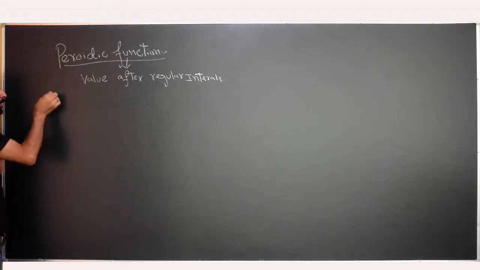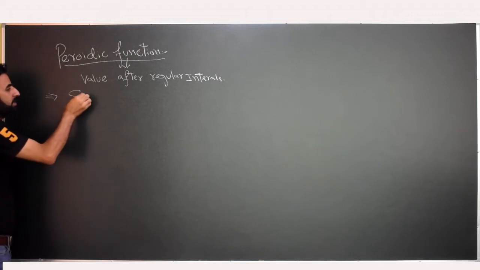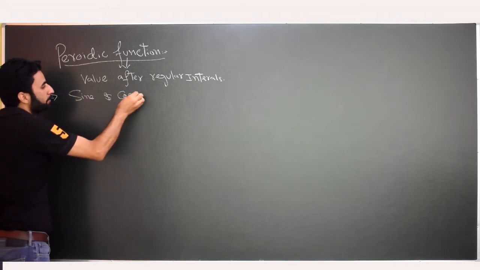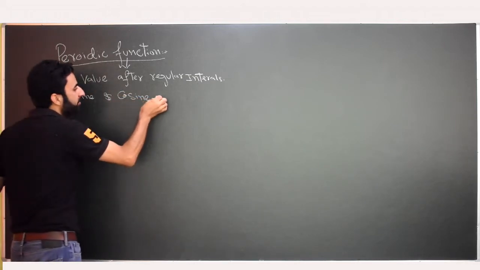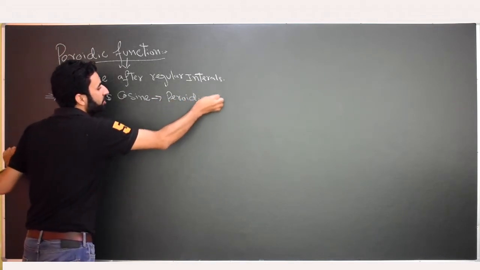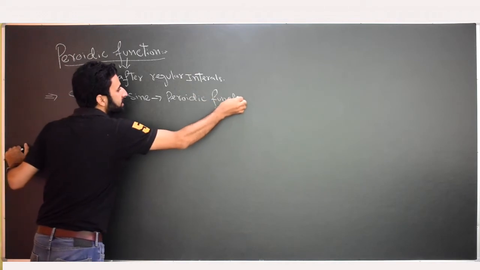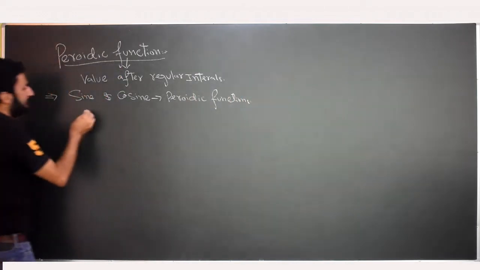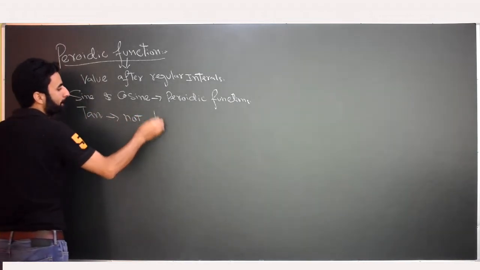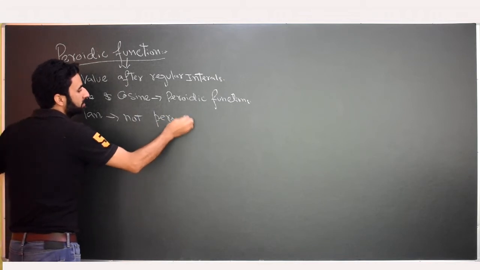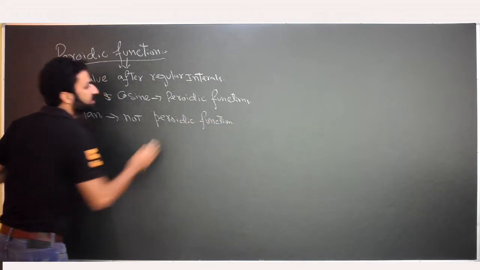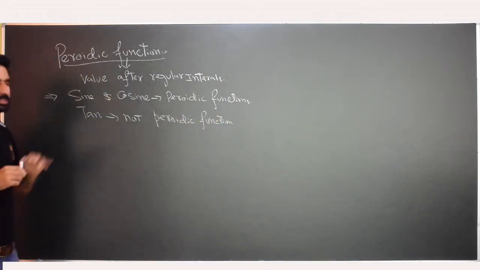Mathematically, in trigonometry, we see sine and cosine functions, or trigonometric functions. Sine and cosine functions are periodic functions. But suppose we talk about tan, this is not periodic. Tan is not a periodic function, but sine and cosine functions are periodic functions. Now let's try to discuss that.